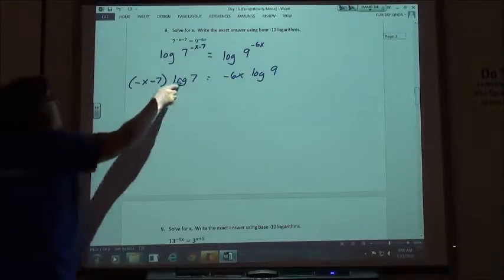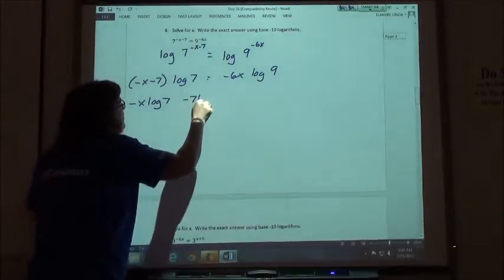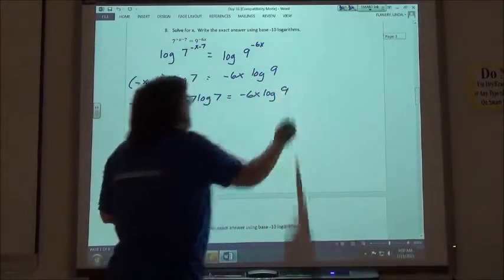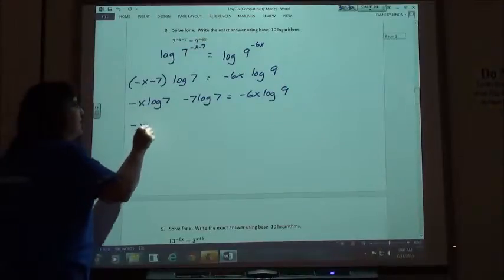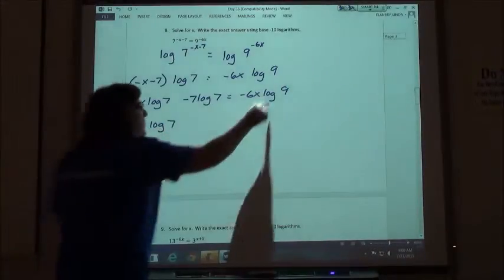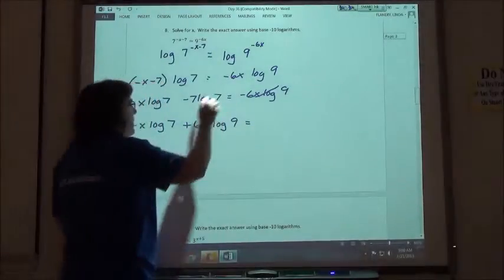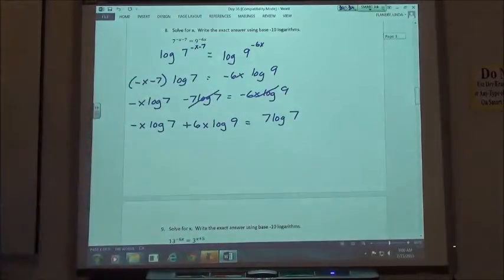Go ahead and use my distributive property here. So negative x log of 7 minus 7 log of 7 equals negative 6x log of 9. Want my terms with the x's on the same side, I'm going to move them to the left. So negative x log of 7, I'm going to add the 6x log of 9, and then I'm going to move that over so it becomes positive 7 log of 7.